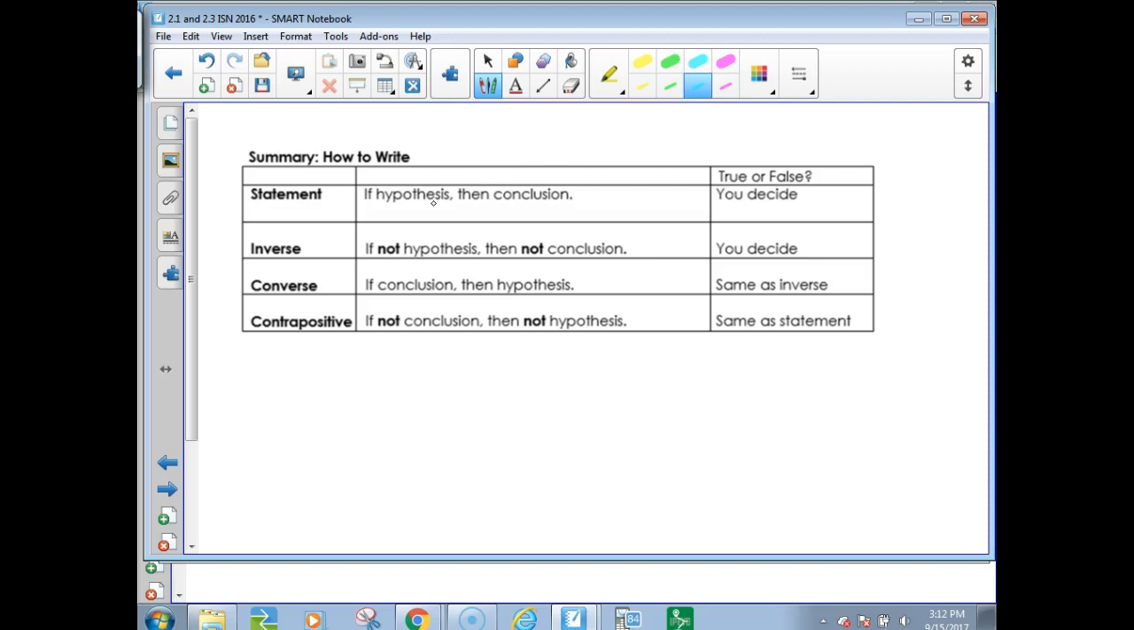how to write them? It goes if hypothesis, then conclusion. That's if P, then Q. You have to decide if it's true or false. You're going to have to decide also if the inverse or converse or switching it is true or false. Then once you know whether the first is true or false, the statement will match the truth value of the contrapositive. Okay, and that's all this stuff is saying in here, and that these two will match.